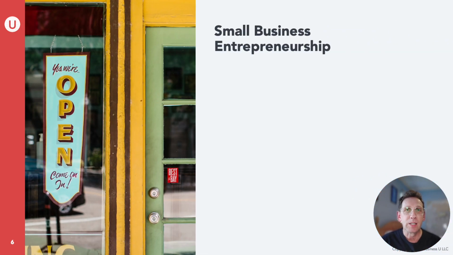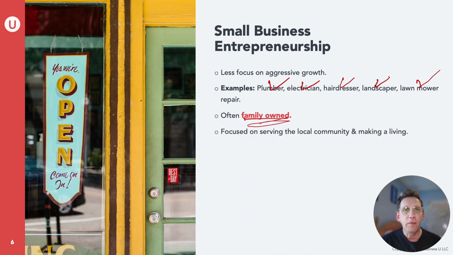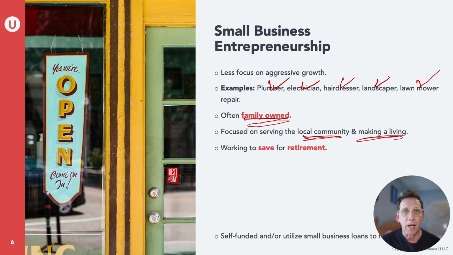So next is small business entrepreneurship. These are less focused on aggressive growth. Some examples are a plumber, electrician, a hairdresser, a landscaper, a lawnmower repair, and so on. They're often family owned, so you keep it within the family, and they're focused on serving the local community and on making a living. They work hard to save for retirement.